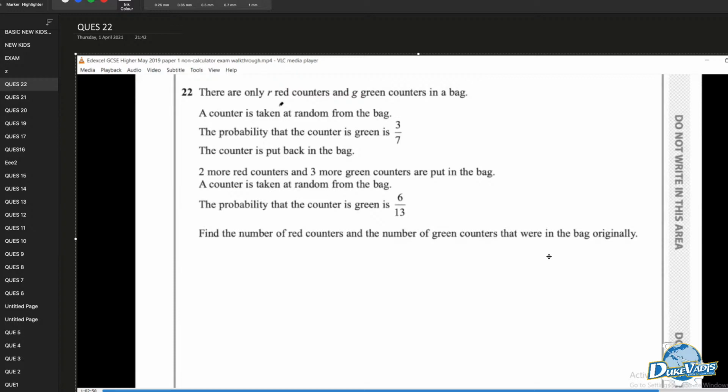Okay, 3/7. And the counter is put back in the bag. The counter itself is put back in the bag. 2 red counters and 3 more green counters are put in the bag. A counter is taken at random from the bag. The probability that the counter is green is now 6/13. Find the number of red counters and the number of green counters that were in the bag originally. So if you follow the question, there are 2 more red counters. Okay, so straightforward.